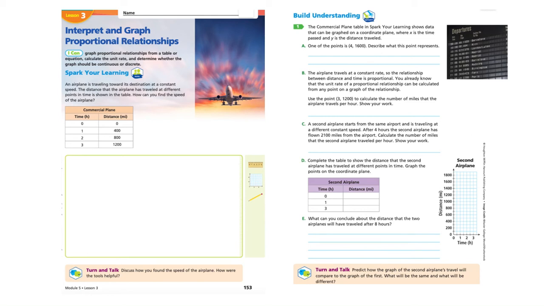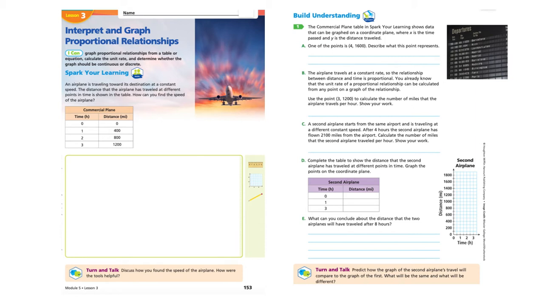Now we are on lesson 3 of module 5, interpret and graph proportional relationships. So let's look at the I can statement. I can graph proportional relationships from a table or equation, calculate the unit rate, and determine whether the graph should be continuous or discrete. So continuous and discrete might be new vocabulary, but the rest might be a little bit of review from what you've been doing in the last couple lessons.